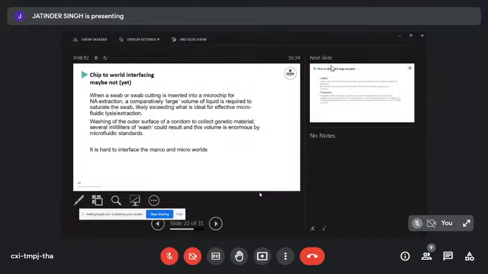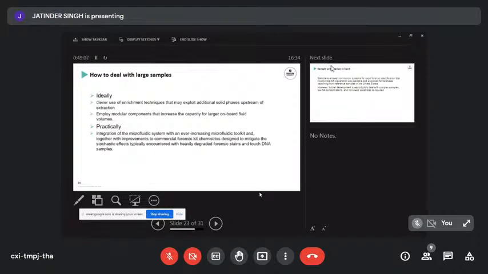This review was about forensic perpetrators. The standard routine is that they wash the outside of a condom to collect genetic material. You don't do that with 10 microliters. You don't do that with nanoliters. You're talking about milliliter volumes. It's really hard to interface those kinds of samples with the microfluidic world.